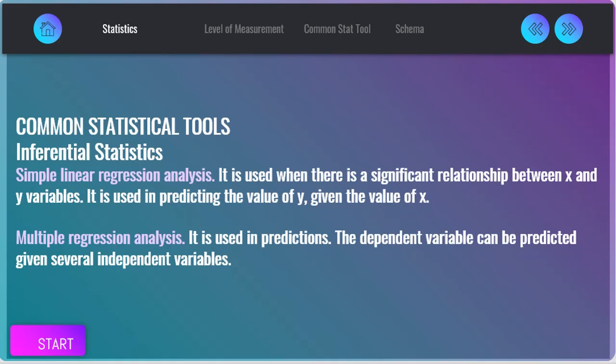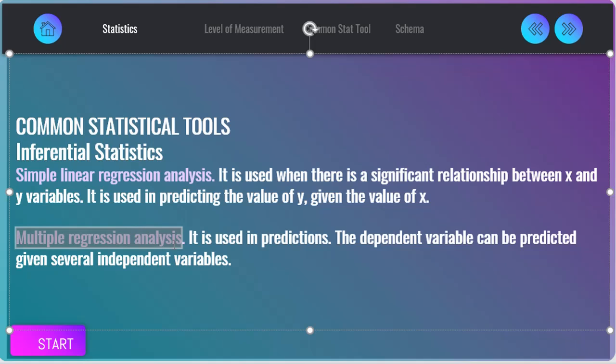So let's take a look at an example. Oh, before that, let's talk about multiple regression first. Anyway, they have the same purpose, right? Only that multiple regression has more than one independent variable. Okay, so as you can see here, multiple regression analysis is also used in predictions. So the dependent variable can be predicted given several independent variables.